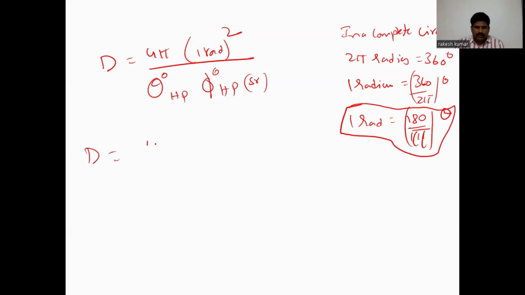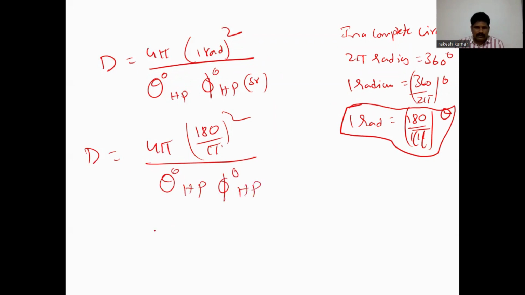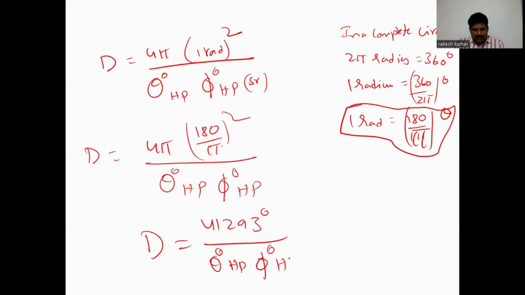Therefore, directivity is equal to 4 pi into (180 by pi) square by theta half power beamwidth into phi half power beamwidth. So another definition for directivity is equal to 41253 by theta half power beamwidth into phi half power beamwidth.